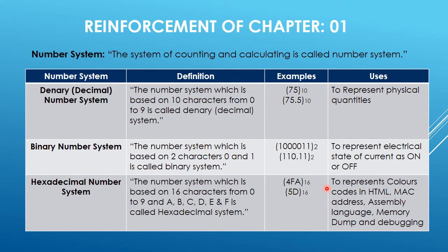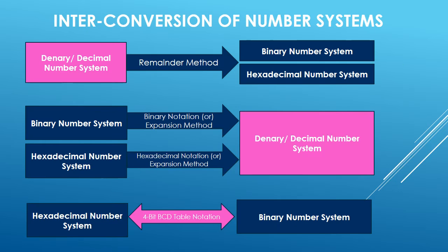Hexadecimal number systems are used to represent color codes in HTML. They are used to represent MAC addressing. They are used to represent mnemonic or operation code in assembly language. They are used to represent memory dump, to locate errors, and to debug those errors.